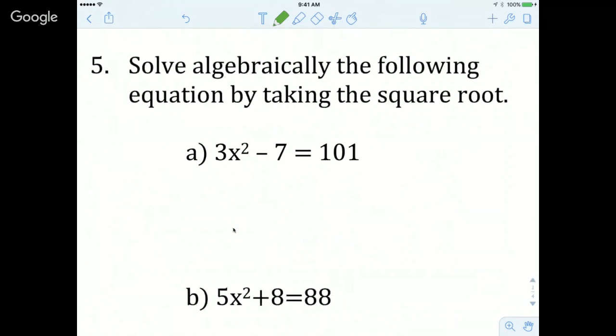Okay. Number 5. Solve algebraically the following equations by taking the square root. All this means is just go back to first semester and solve it. I'm not going to do B. I'm going to just move on. Okay, here we go. 3x squared minus 7 equals 101.